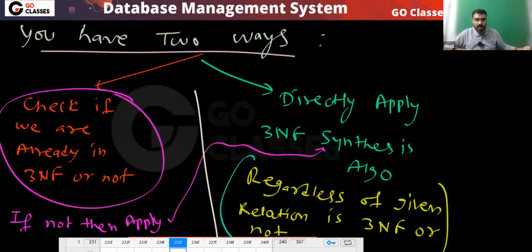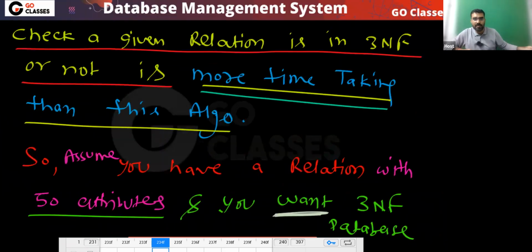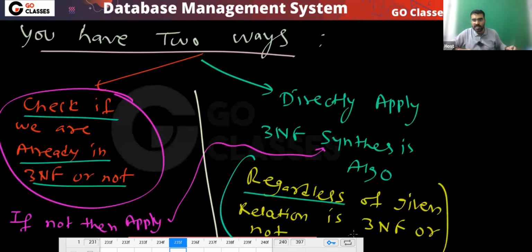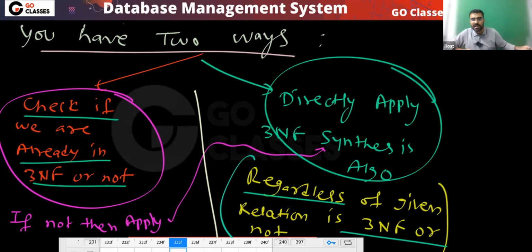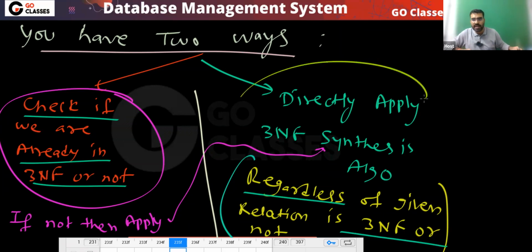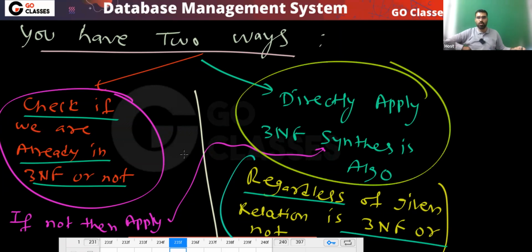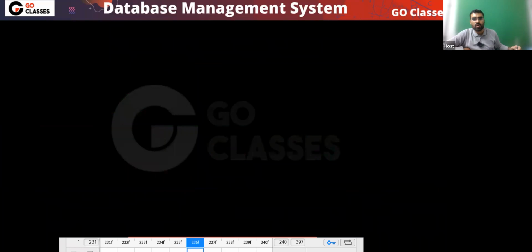So similarly here, you can notice that checking whether a relation is in 3NF or not is already an expensive operation. Yes or no? It is more time-taking. So what you can do is, regardless of whether it is in 3NF or not, you can directly apply this synthesis algorithm, and this algorithm will give you your 3NF decomposition. So this is the reason this is called the synthesis algorithm.